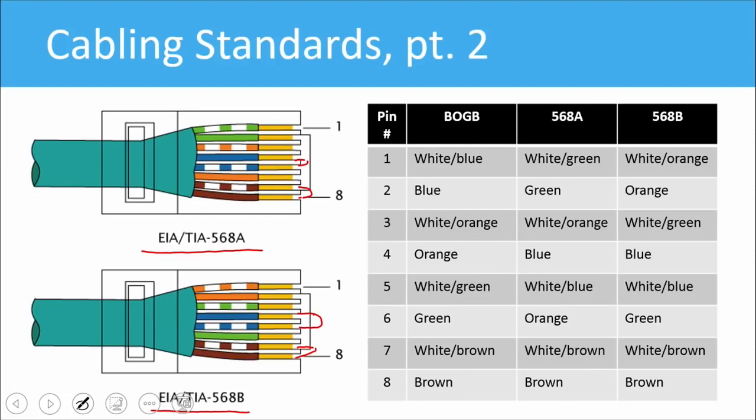Sorry, I actually should probably just go ahead and show you over here on the chart here. The blue occupy 4 and 5, and the brown always occupy 7 and 8. The only thing that's different here is that the orange and green are swapped between a 568A and a 568B.